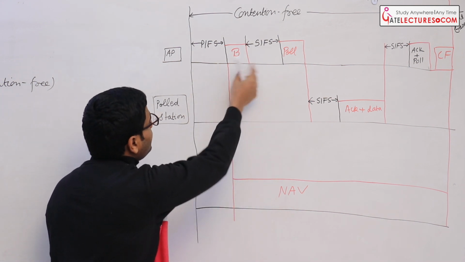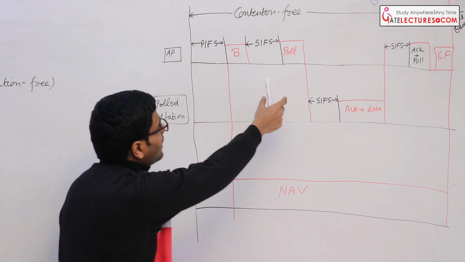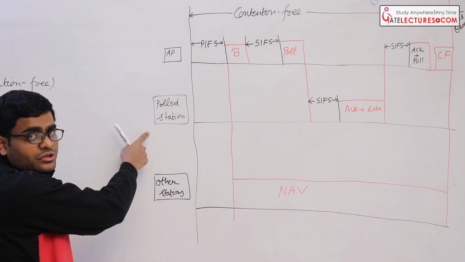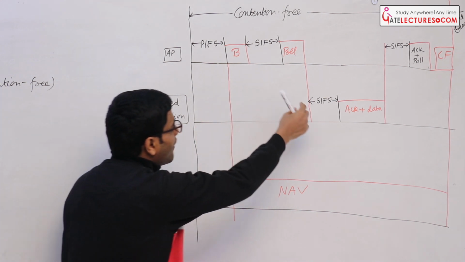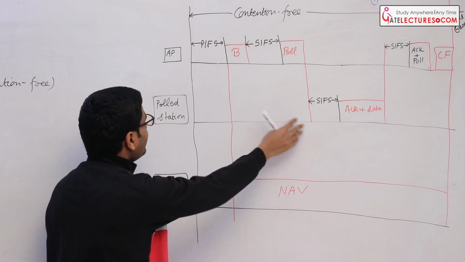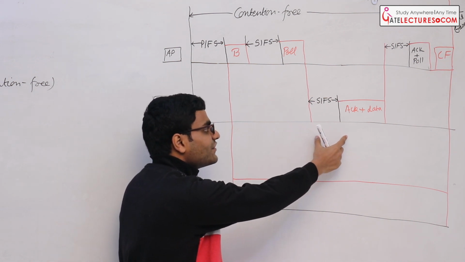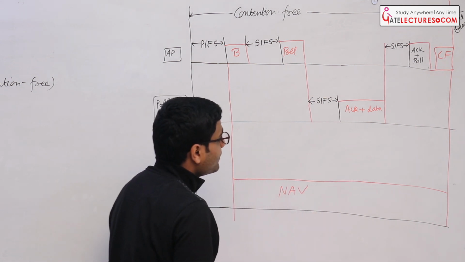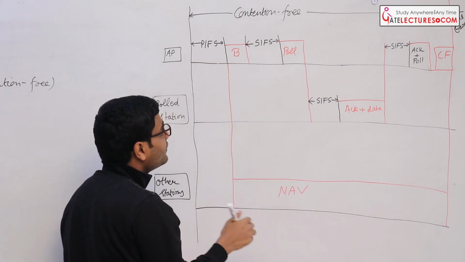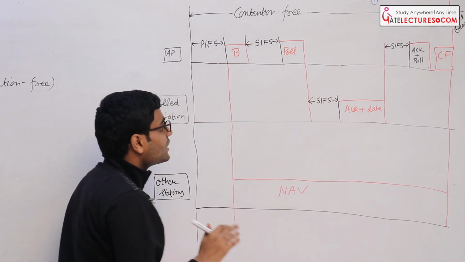So when these other stations listen to the beacon frame, they will start their NAV vector. After the beacon frame, the AP will wait for SIFS amount of time, short interframe space. After that, it will send a poll frame to make the polled station ready to send its frame. After receiving the poll frame, this polled station will wait for SIFS amount of time, and after that it will send an acknowledgement that it has successfully received the poll frame, and it will send the data without any contention.